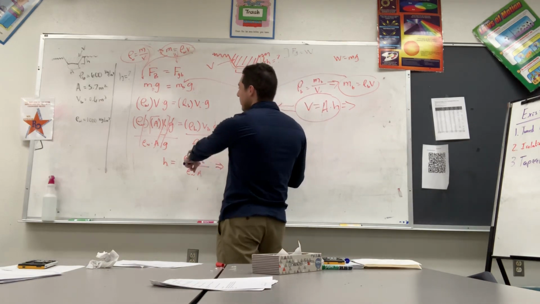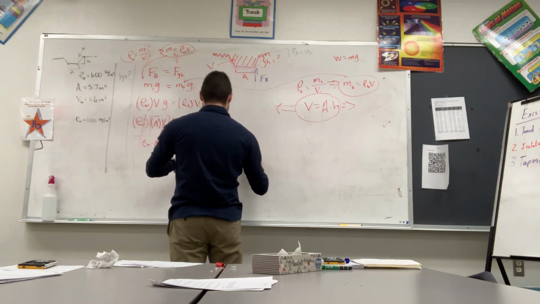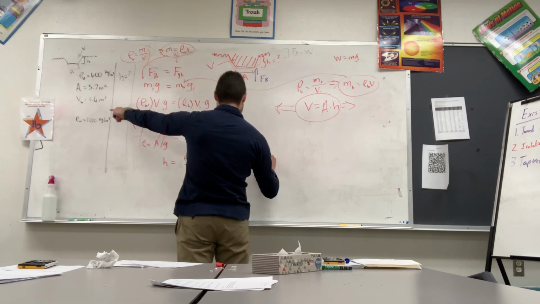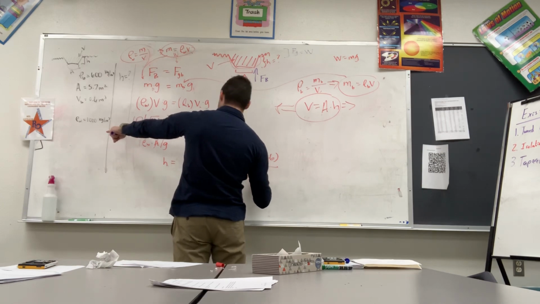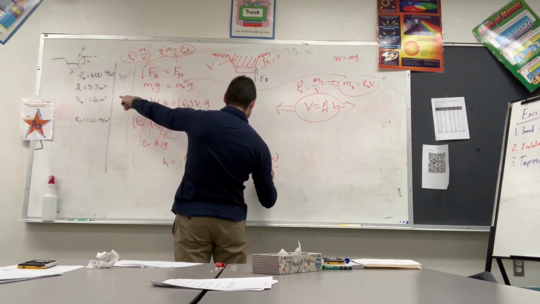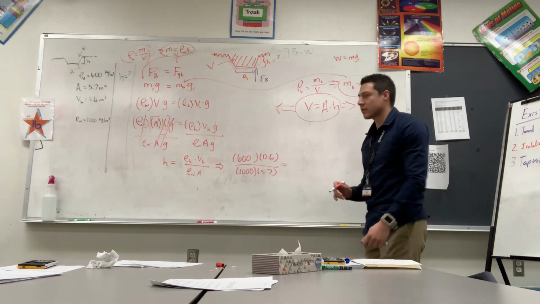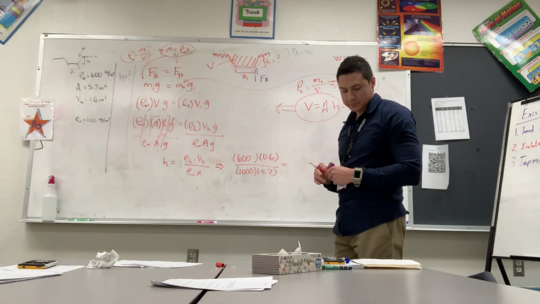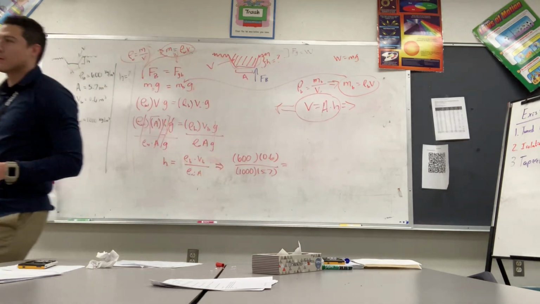All right, so what are our numbers? 600, right? For the boat. Volume of the boat is 0.6. Density of water. And the area. So you put that in the calculator and you should get your height in meters.